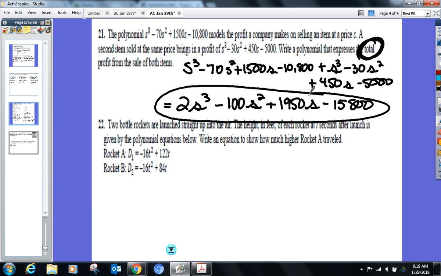Final one for today. Two bottle rockets are launched. Write the equation to show how much higher rocket A traveled. How much higher? So am I going to add these two? No. What's it going to look like? It's going to look like rocket A minus rocket B. Minus. What are you going to make sure you do? Switch the signs in which one? B. Yes. Switch the signs in B. Keep the signs in A. Switch them in B. Combine your like terms.